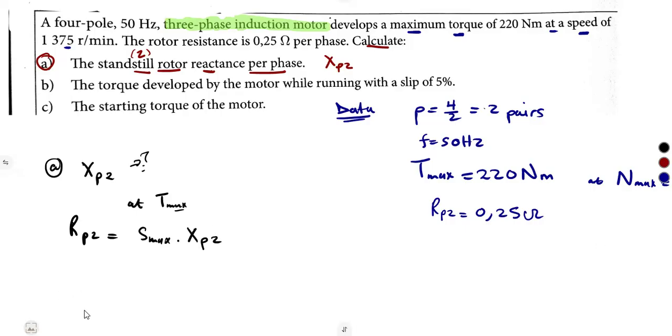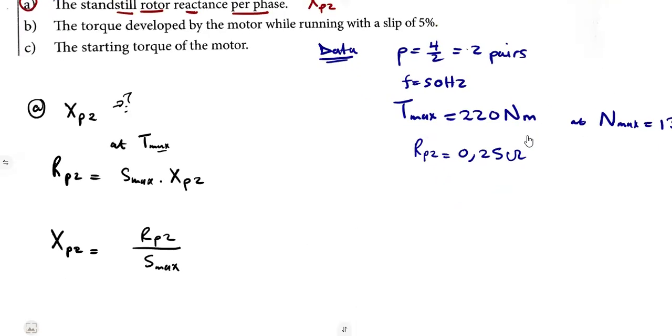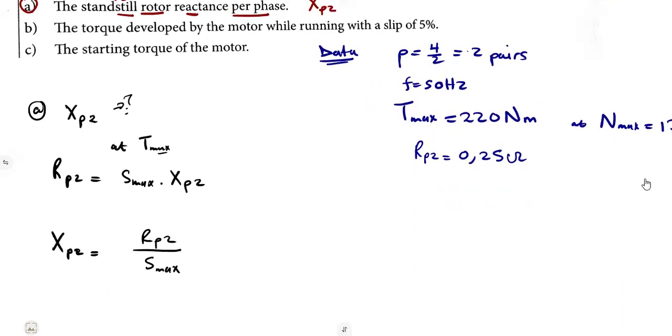So what are we going to have at the end? We simply have to divide the standstill resistance per phase over the maximum slip. So do we have that? That is the question. The resistance per phase for these standstill values is there. We have it here.